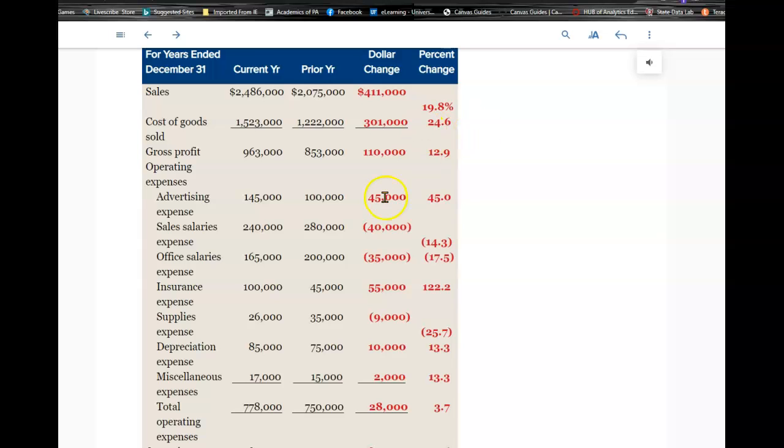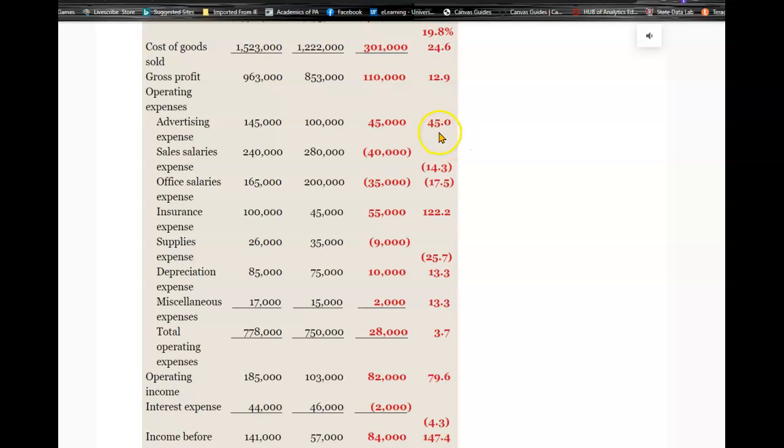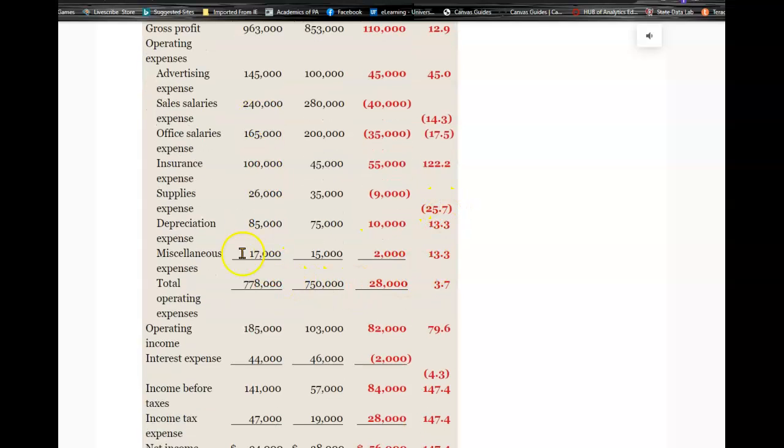And then you look and they had a pretty significant increase in their advertising expense on a percentage basis and on a dollar amount basis. And you can go through and look here and see all of the different changes. Insurance expense went up by 122.2%, or by $55,000, so that was a lot. So when you get to the total operating expenses here, when you're netting all these changes, it ends up being a 3.7% increase in operating expenses.